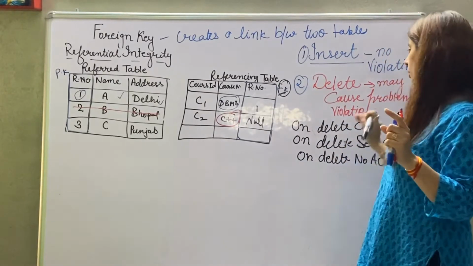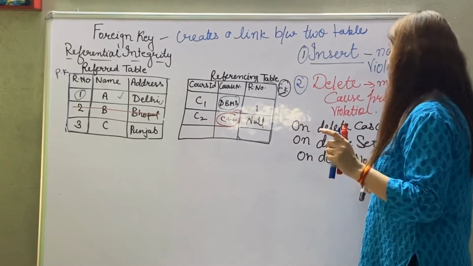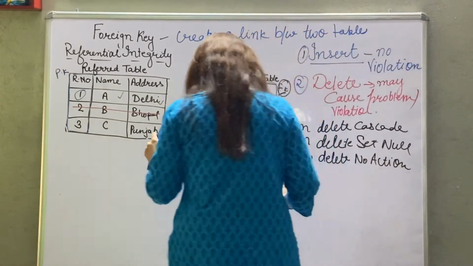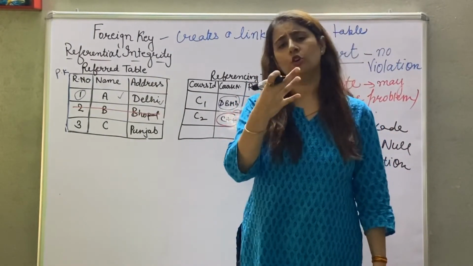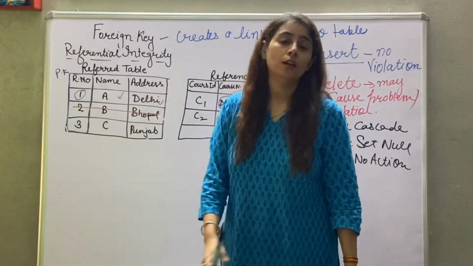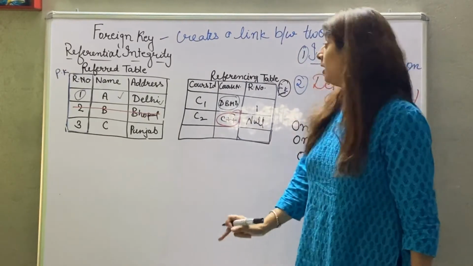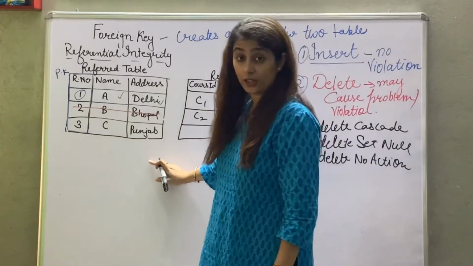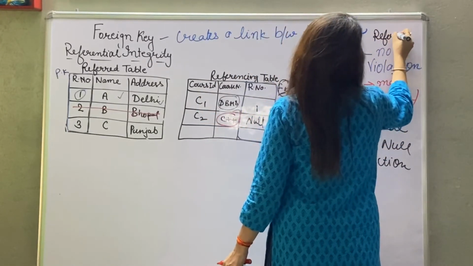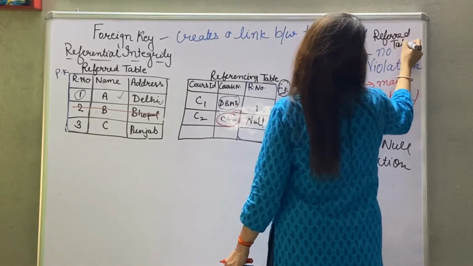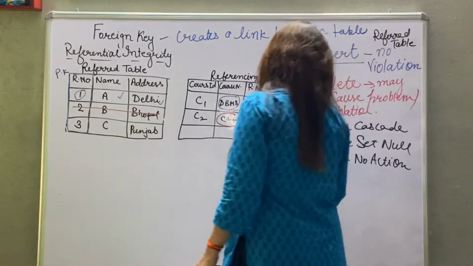It may cause a problem, violation, on delete cascade, on delete set null, on delete no action. Clear? By default it will show you the error only. The database will not allow it if you are deleting one entry from here. So this is my second operation. Here I am talking about the referred table, this table. Clear? Now, the third operation is update.